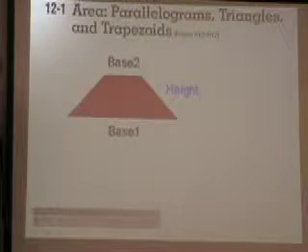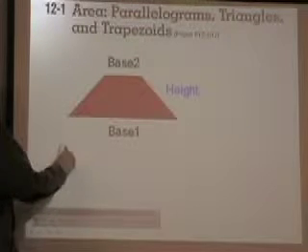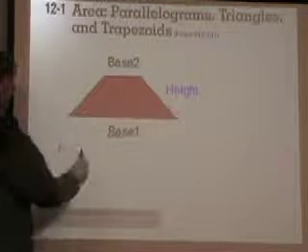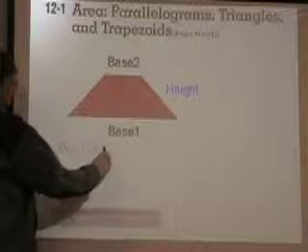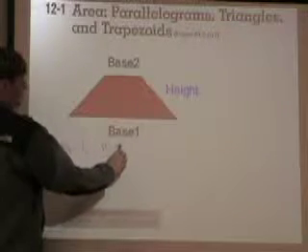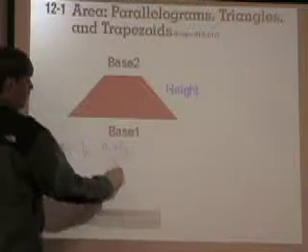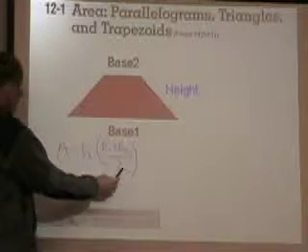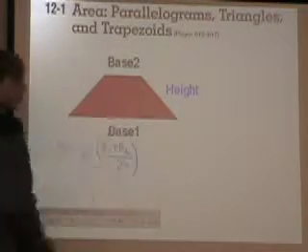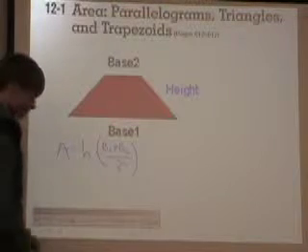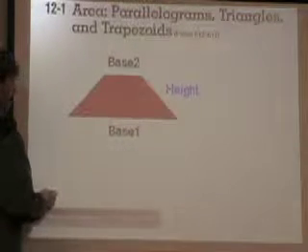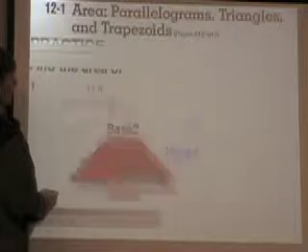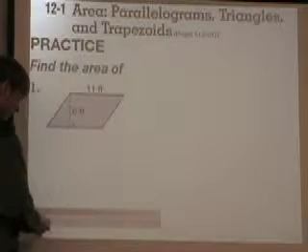This is a trapezoid. The formula for a trapezoid is the area equals the height times base 1 plus base 2 over 2. When you multiply the height times base 1 plus base 2 over 2, it'll give you the area of the trapezoid. The last thing we're going to have to find the area of today is a triangle.